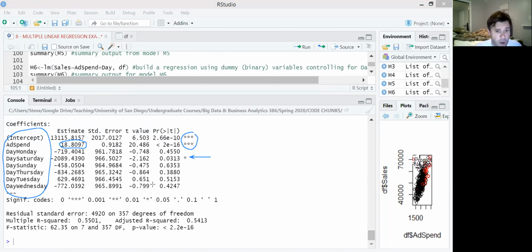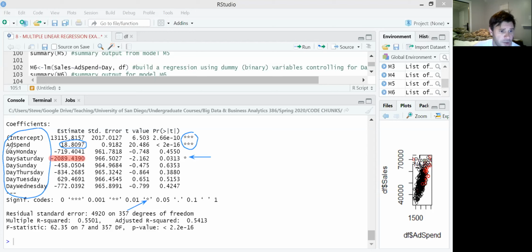Now, it's not very strong. It is between the 1% and 5% level of significance. That should make sense because the p-value there is about 3.13%. So it looks like Saturday might be a significant day here in terms of seasonality effects. And we can see here that the model predicts that on Saturdays, we're actually selling about 2,000 units less than we would, not controlling for it being Saturday.